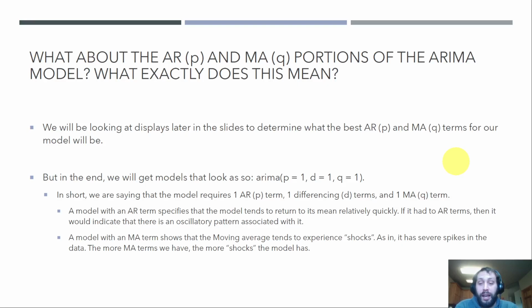A model with an AR term in it specifies that the model tends to return to its mean relatively quickly. If it had an AR term, then it would indicate that there's an oscillatory pattern associated with it. A model with an MA term shows that the moving average tends to experience shocks, as in severe spikes in the data. The more MA terms we have, the more shocks the model has.